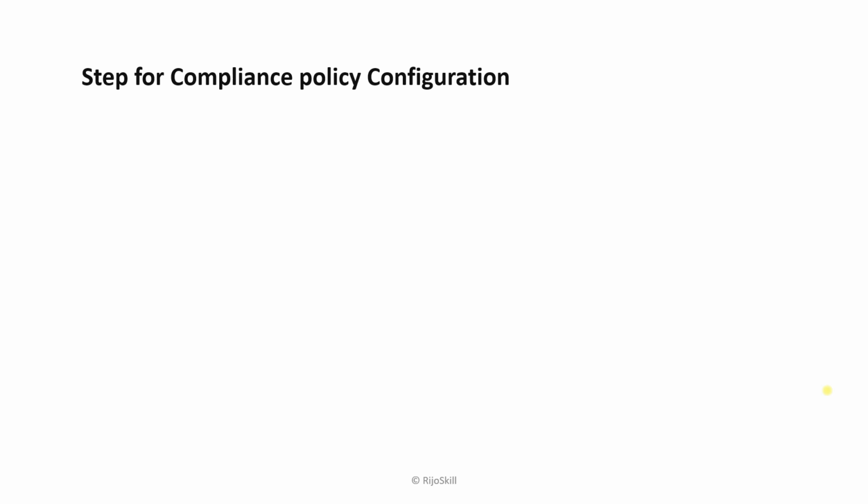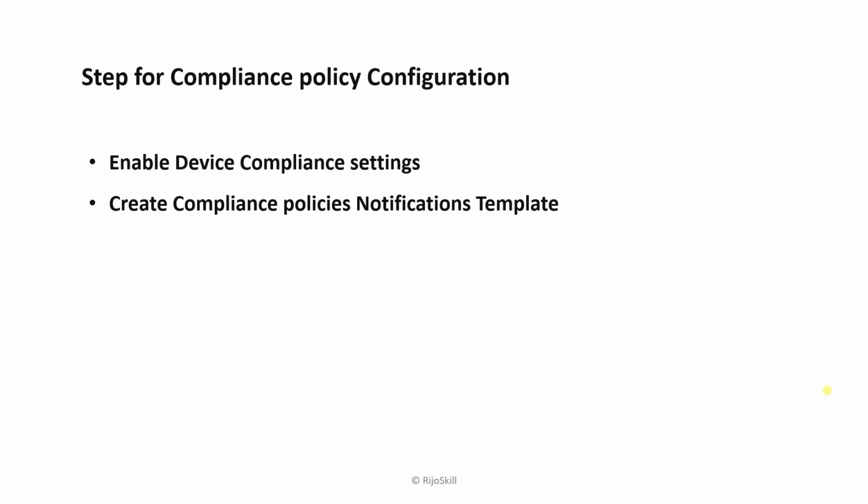So we will go through the steps for the compliance policy configuration. How can we implement the compliance policy in the Intune portal? First you need to enable the device compliance settings. Then create the compliance policy notification template. Once a user has a non-compliant device, they will receive the notification template. Create the device compliance settings. You need to implement your policy.